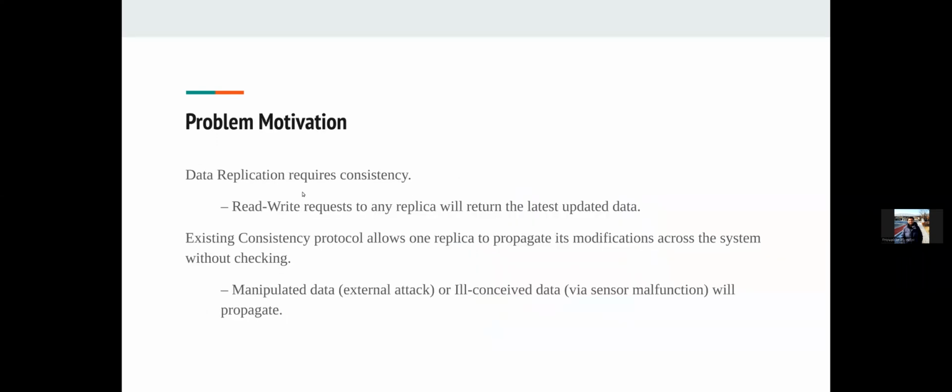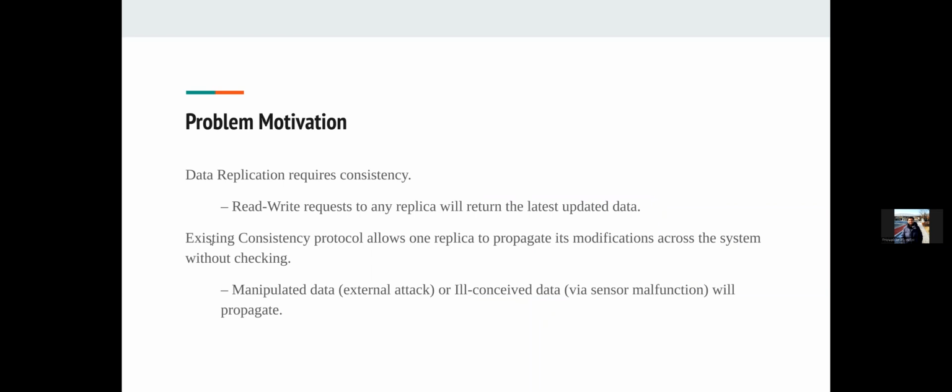Okay. Now, data replication requires consistency, so that a read-write request to any replica will return the latest updated data. I mean, if a user asks a replica, but the replica gives the user old data, then the motto of data replication is kind of violated, because users always expect the latest data. But this is a requirement. This is not the problem. Now I'll tell what the problem is.